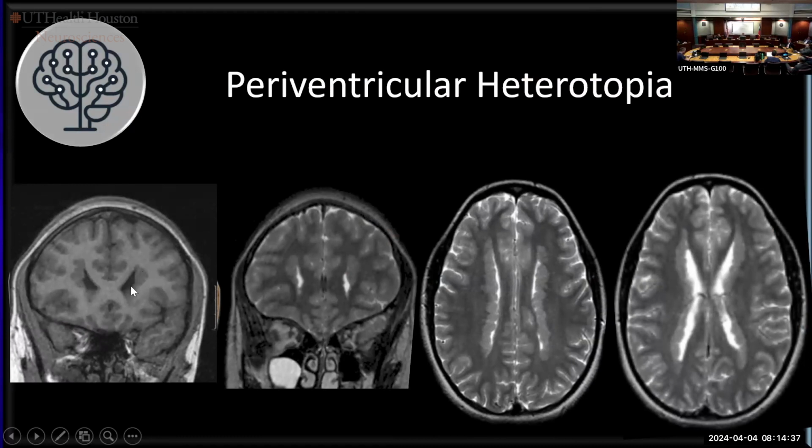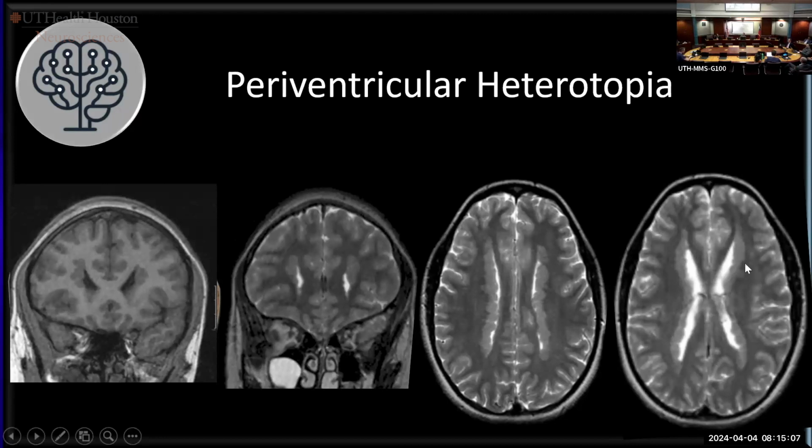And as we said, we should not have any gray matter in the lateral or superior aspect of the ventricles. You can see also that they follow, on T1 and on T2, the same signal intensity as the rest of the cortex. So we should not have FLAIR hyperintensities. We should not have anything else. This is just normal neuroblasts that got arrested in their migration, and this is periventricular heterotopia.